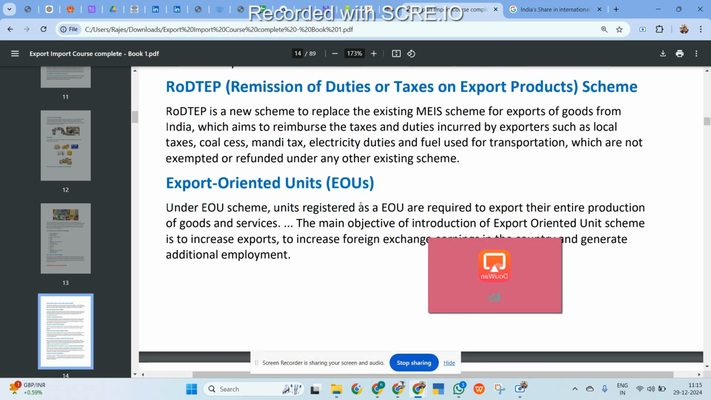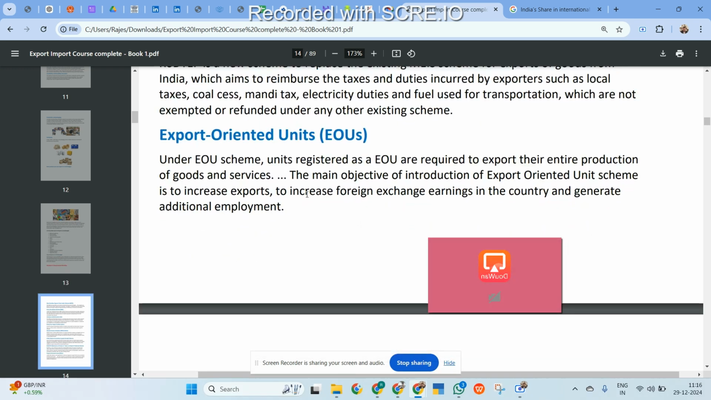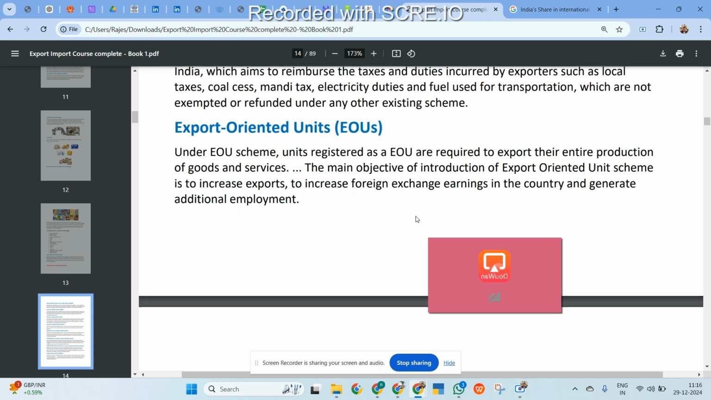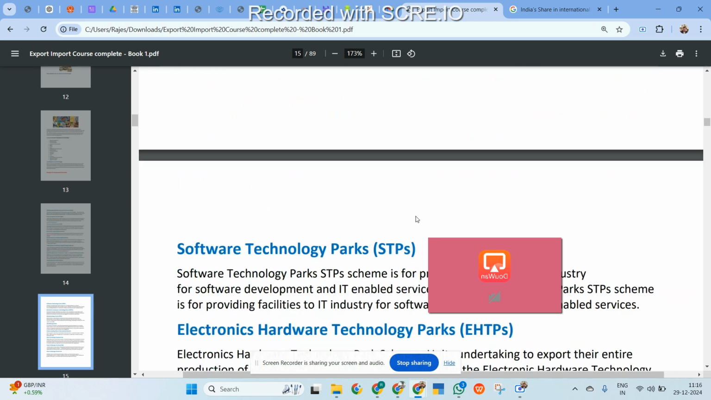Export Oriented Units. Under the EOU scheme, units registered as EOU are required to export their entire production of goods and services. The main objective of the introduction of the export-oriented unit scheme is to increase exports, to increase foreign exchange earnings in the country and generate additional employment.